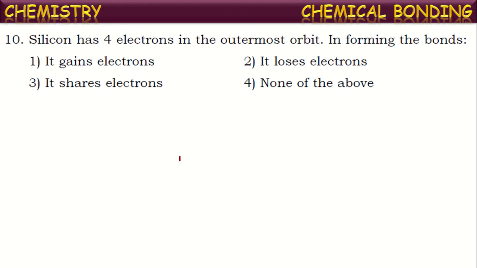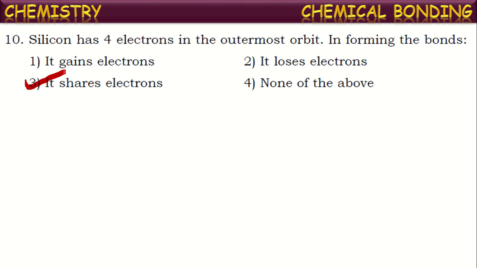One of them is silicon also. It also has 4 electrons in its valence shell. So in the bond formation, it will share these electrons with other atoms, and hence it becomes stable by getting octet configuration. Silicon and carbon have 4 electrons in their valence shell, hence they share electrons in the bond formation.